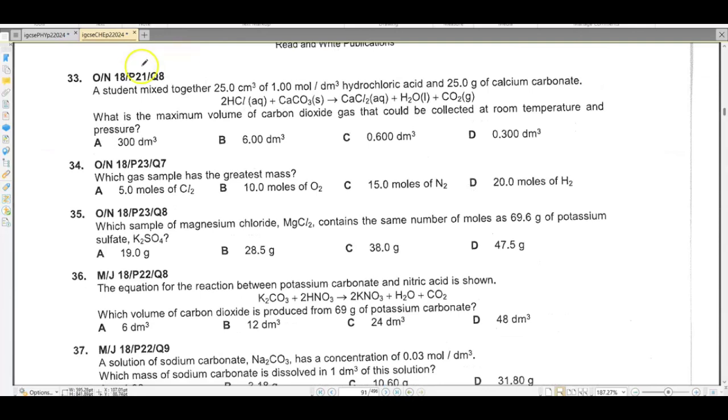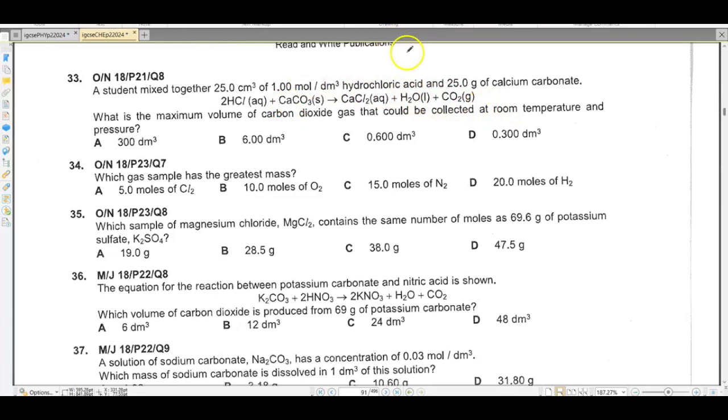Okay, moving on to question number 33. A student mixed together 25 centimeter cubes of 1 mole per decimeter cubes of hydrochloric acid and 25 grams of calcium carbonate. What is the maximum volume of carbon dioxide gas that can be collected at room temperature and pressure? So again, we have the concentration of HCl and the mass of CaCO3, and we have to determine which one of these two reactants is the limiting reactant and which one is in excess.